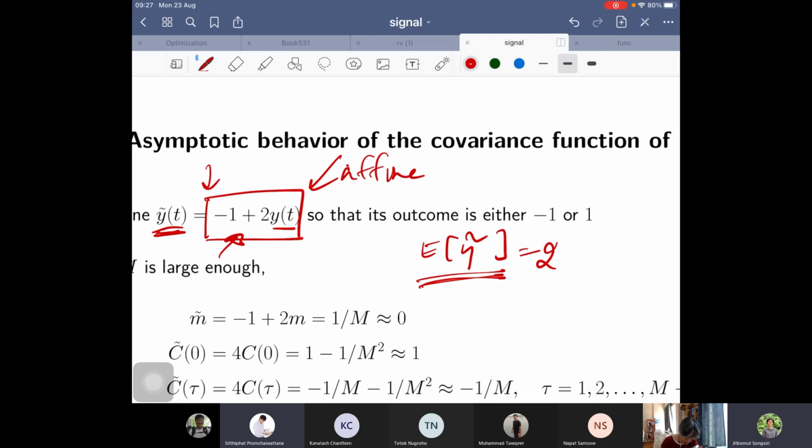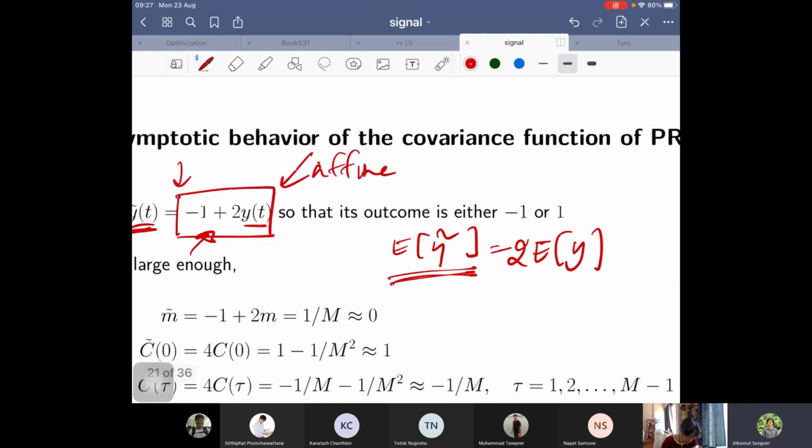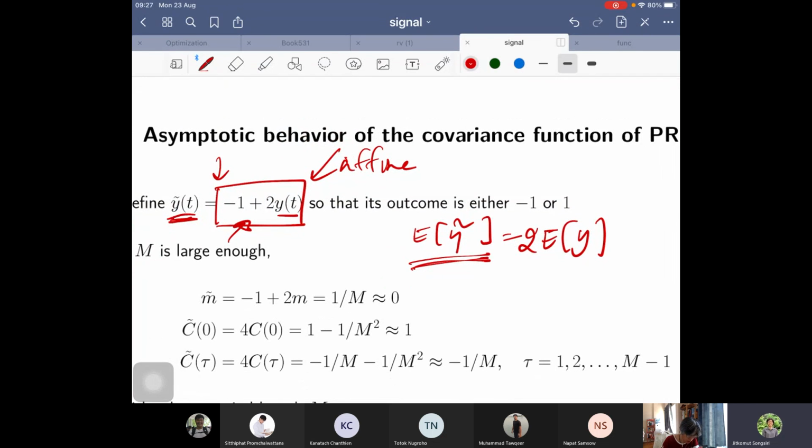Two times the mean of y. Yes, okay. For those who haven't got the answer, please review. It's the affine transformation of a random variable. We can show it real quick. You just compute the expectation of the whole thing.